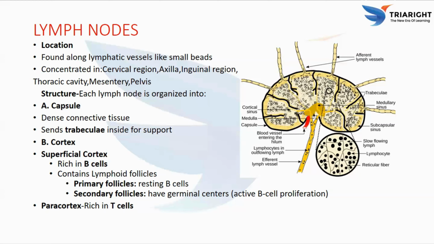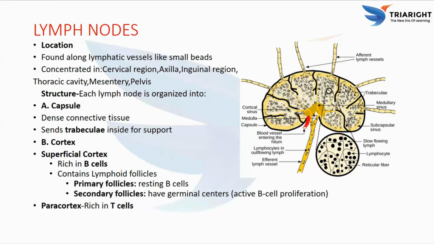So the second structure is the paracortex. The paracortex lies between the cortex and medulla. This paracortex is very rich in T cells. It also contains dendritic cells that present antigens to T cells. This region enlarges during viral infections.